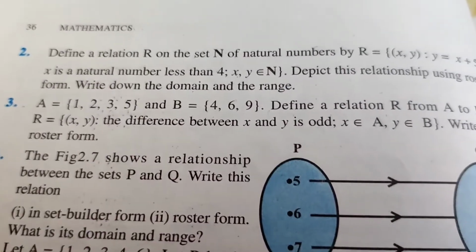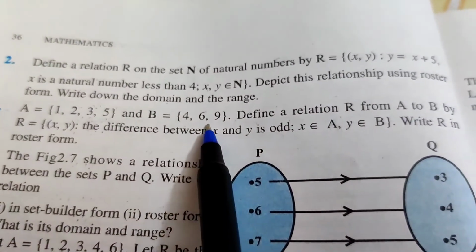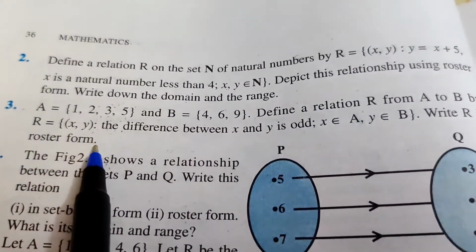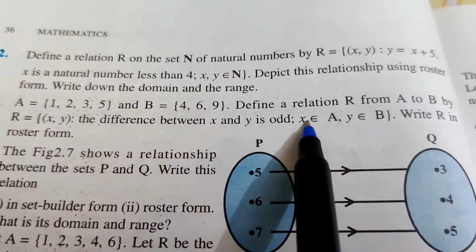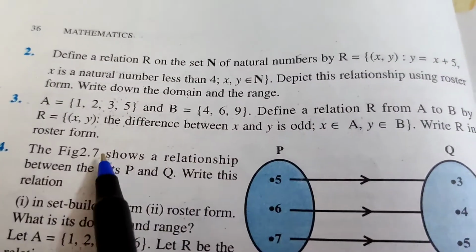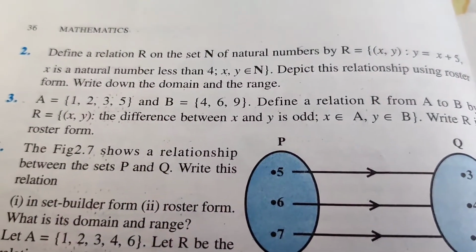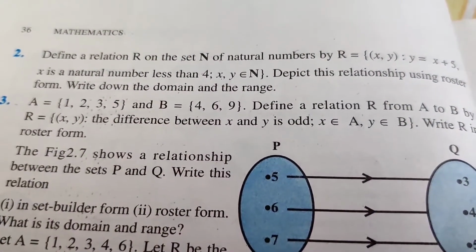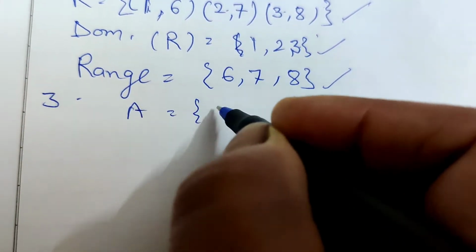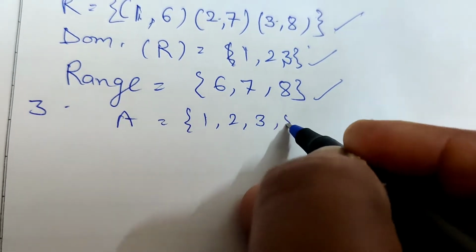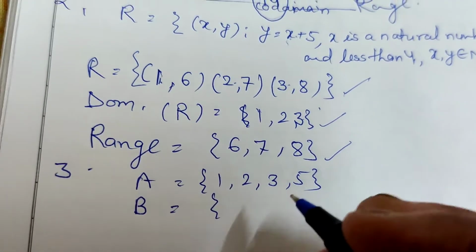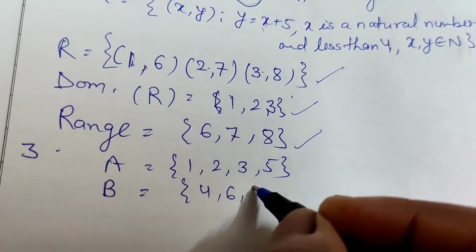Question number 3. A equal to 1, 2, 3, 5. B equal to 4, 6, 9. Define a relation R from A to B by R equal to xy, where the difference between x and y is odd, x belongs to A and y belongs to B. Write R in the roster form. Set A is 1, 2, 3 and 5. And set B is 4, 6, 9.